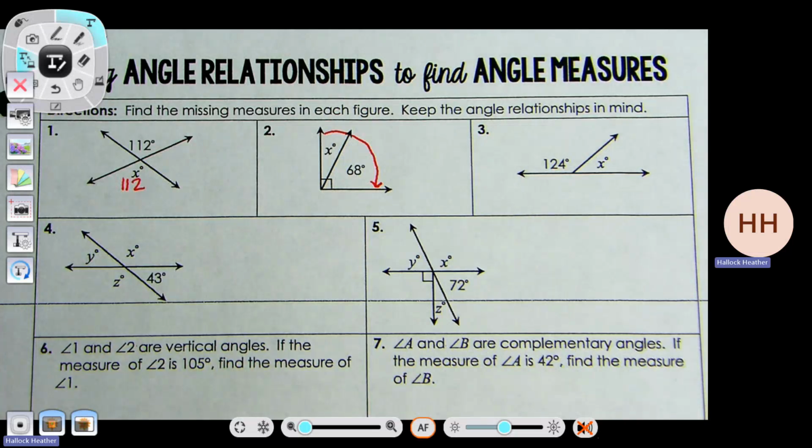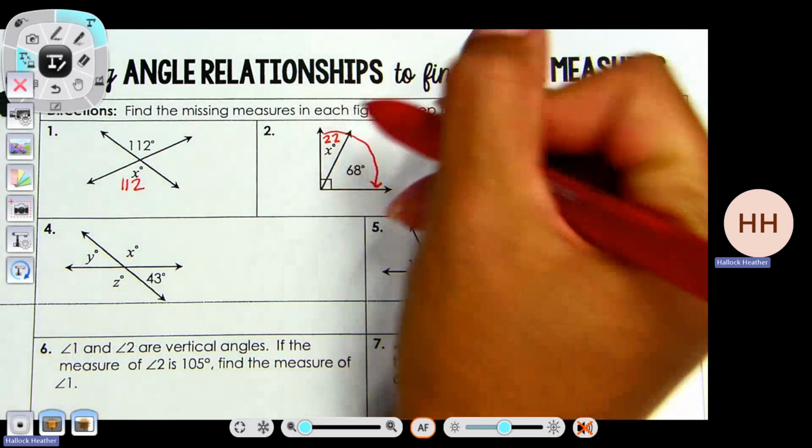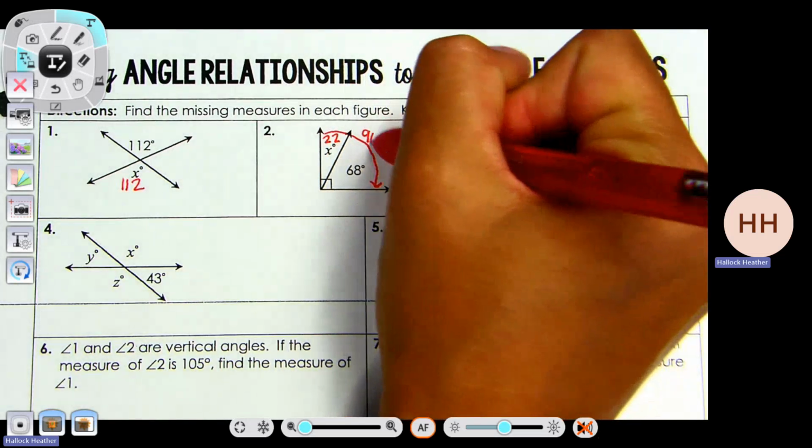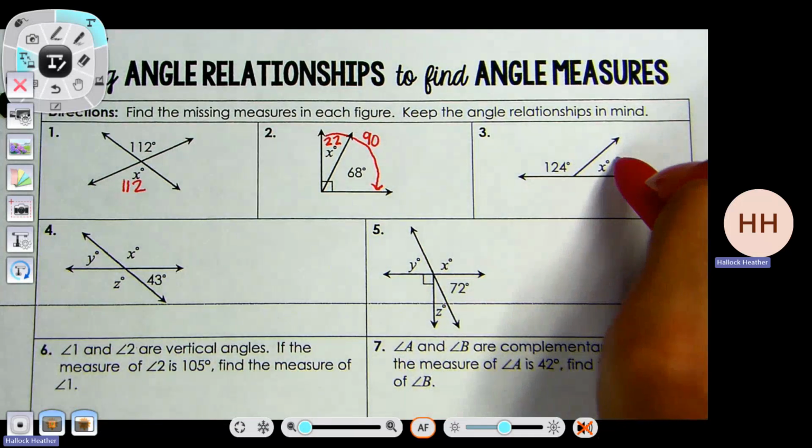Bro, I know this. 720. It's 70. Oh, grab a calculator. It's what? 70. Not 70. 22. 22. I said that. Because they need to add to make 90. Was it 56, because how much did these make?